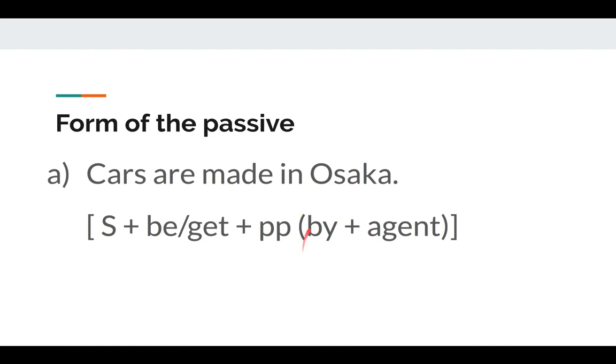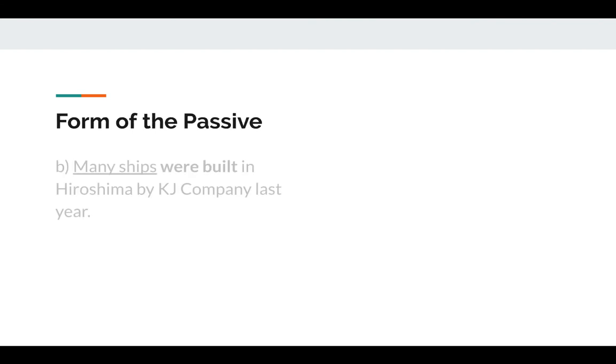And sometimes if we need to tell who did this, then we say by plus the agent. Agent means the person or the thing who did the action. Okay. So take a look.